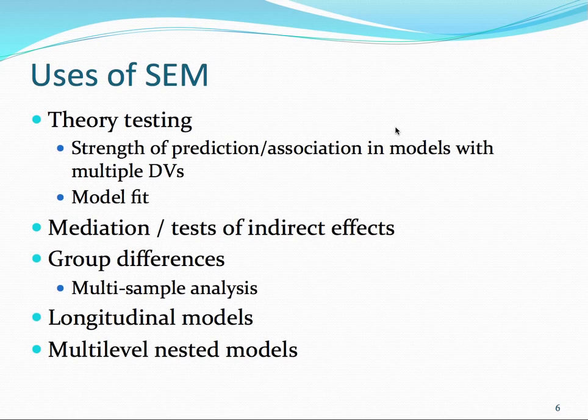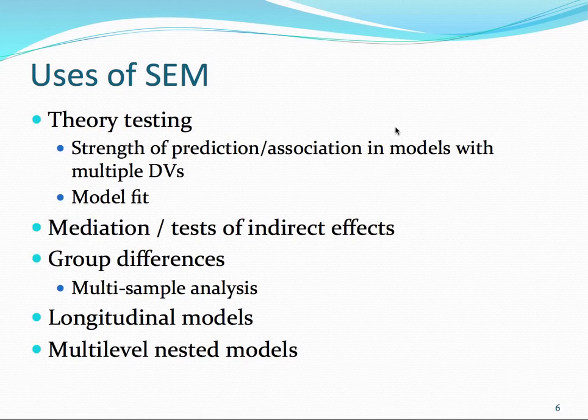Structural equation modeling is also used to test for mediation, or what we call indirect effects. You may think that you can also use regression to test for mediation, and you are correct. But with structural equation modeling, we don't have to go through a series of steps to test for mediation. Everything can be done simultaneously. A third use is to test for group differences, or what is known as multi-sample analysis. This allows us to look at whether or not our model is a good model for predicting a particular variable in different groups, for example, men versus women, or younger versus older adults.